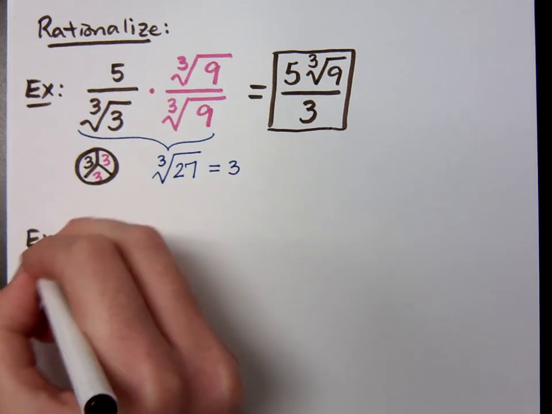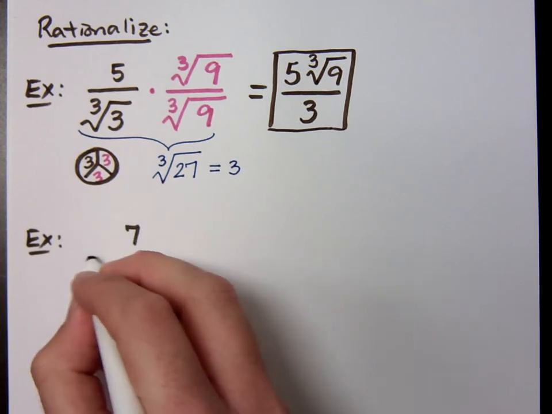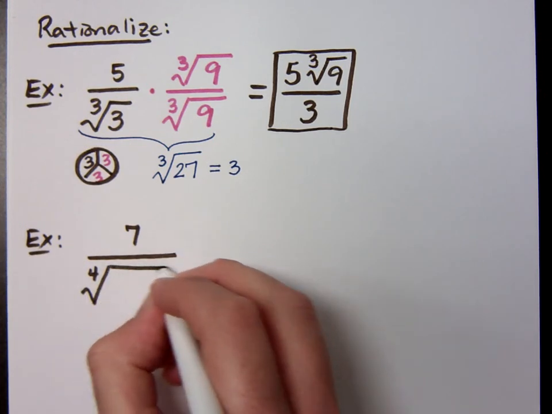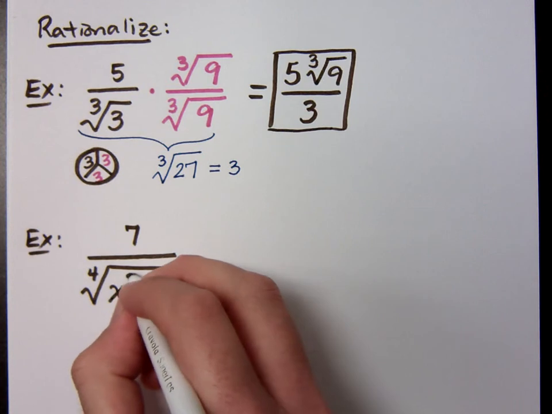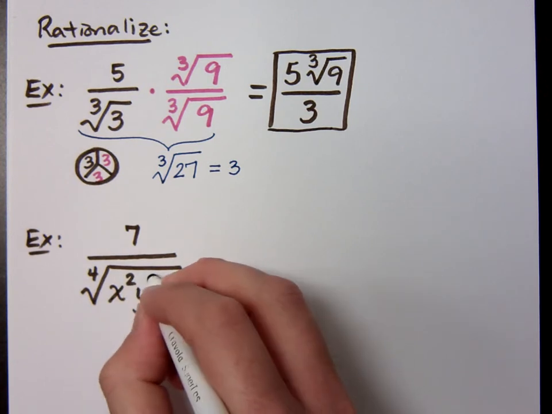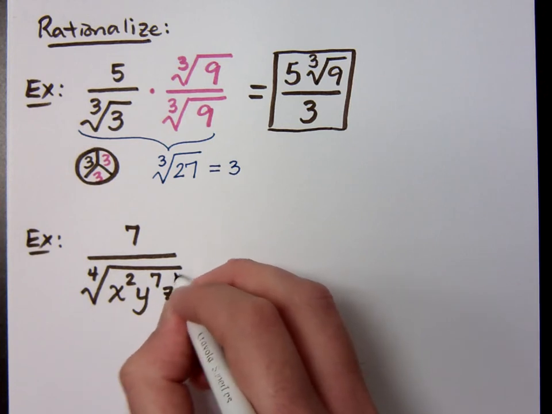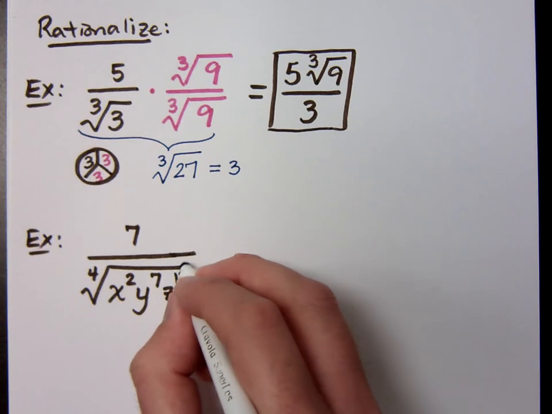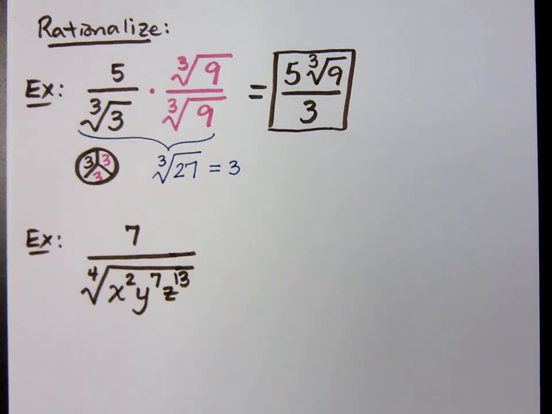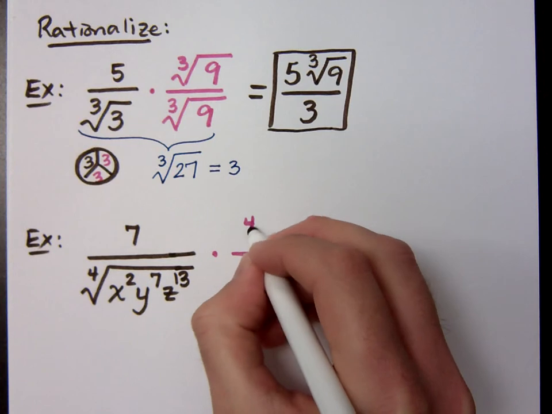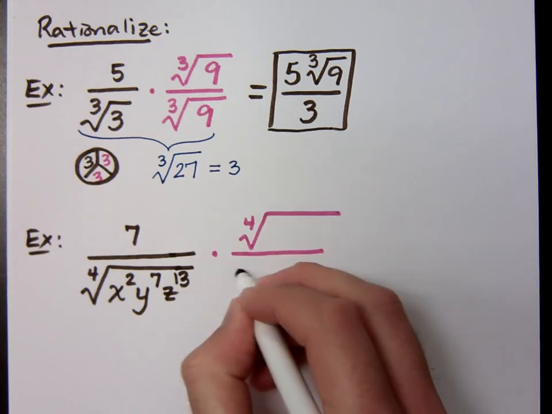Just let me give you another example that kind of relates to this guy. If I give you 7 over the 4th root of x squared y to the 7th z to the 13th. I'm introducing variables here. I've got to simplify this. I've got to be able to rationalize that denominator. So that means in the top and the bottom, I'm going to have to use the 4th root.